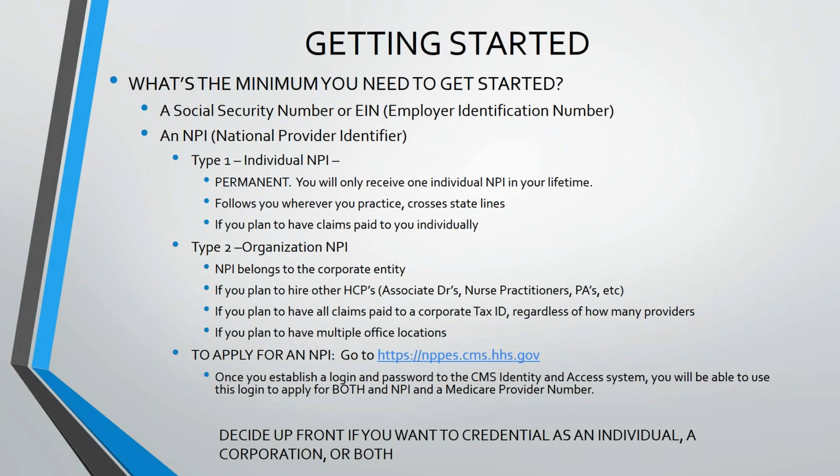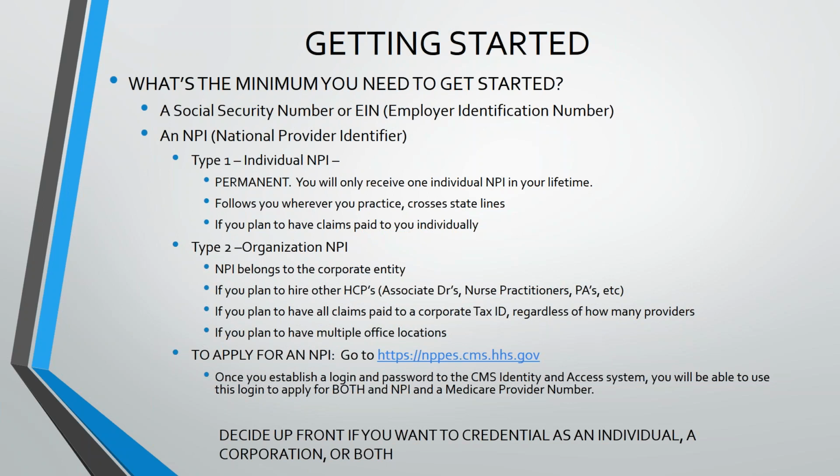But if you're going to open up your own practice, if you're going to, even somewhere down the road, hire an employee that will be billing under your practice as well as yourself, like an associate doctor or nurse practitioner, you would want to apply for a type 2 organization NPI. If you want all of your claims paid to a corporate tax ID, regardless of how many providers, you need a Type 2 organization NPI. And an organization NPI belongs to the corporate entity. And so that may change.